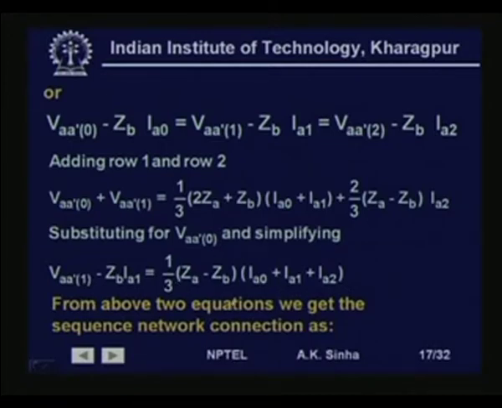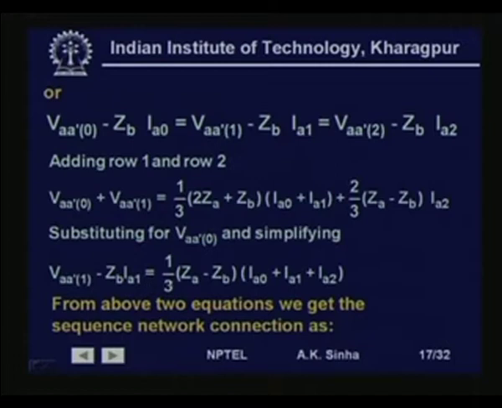So, from the above two equations we get the sequence network connections. Now, what does this say? This is saying V A dash 0 minus Z B into I A 0 is equal to V A dash 1 minus Z B into I A 1, and V A dash 2 minus Z B into I A 2. This means this Z B is connected in series with the negative sequence network, positive sequence network, and zero sequence network.